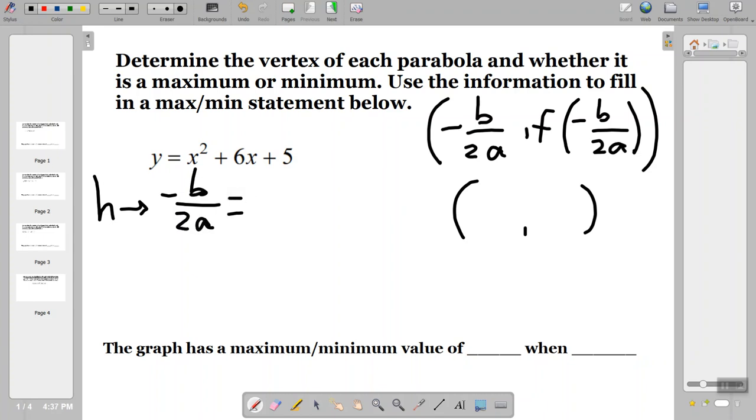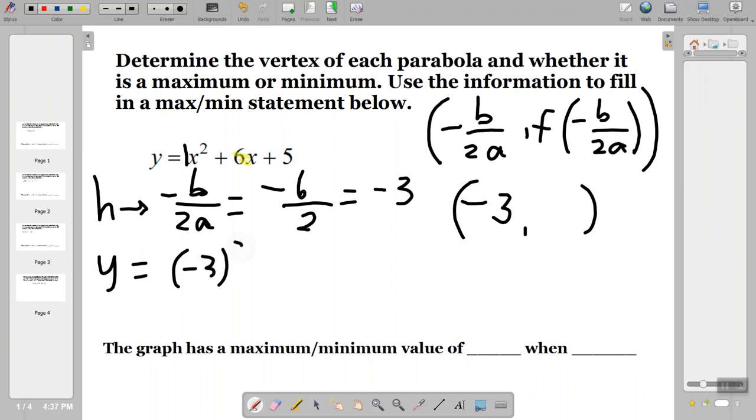Okay, so for our example here, our b value is 6. So we're going to do the opposite of b, which is negative 6, over 2a. Our a is that understood 1 in the front. So that gives us negative 6 over 2. So the x, in the ordered pair, is negative 3. And then we're going to just plug that into the original function.